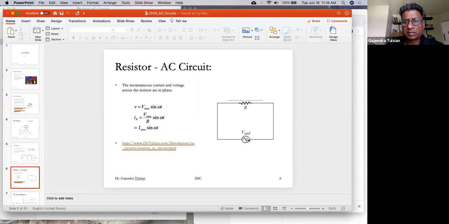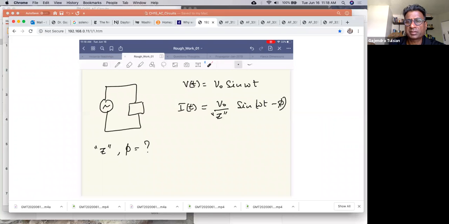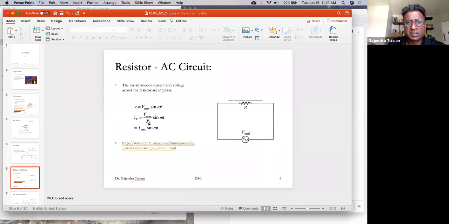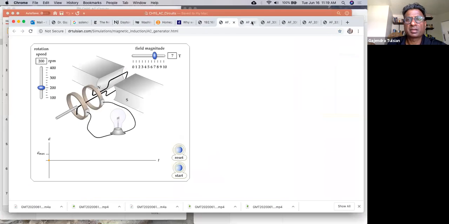All right, so here's an AC source connected to a resistor. The voltage being supplied to the resistor is V max sine omega t, and the current is V max over R sine omega t. You can see from this expression, if you compare it to the general expression, phi is 0 when this is a pure resistor, and Z is equal to R. So as expected, Z equals R and phi is 0. Nothing much interesting is going on with the resistor.